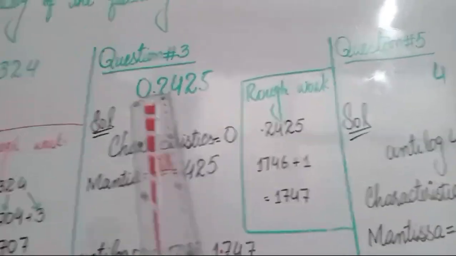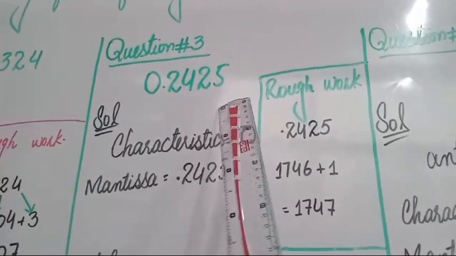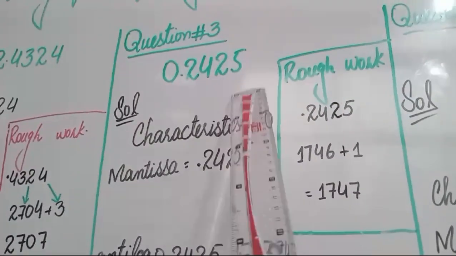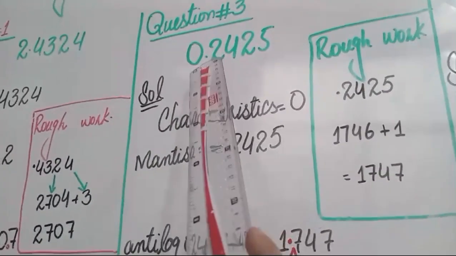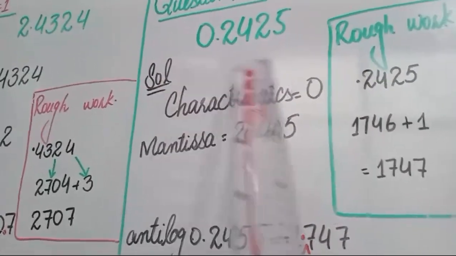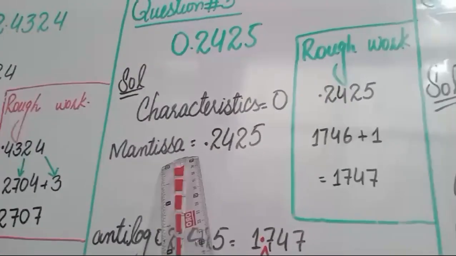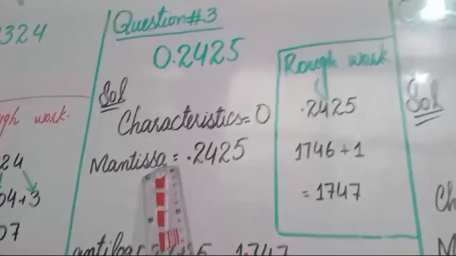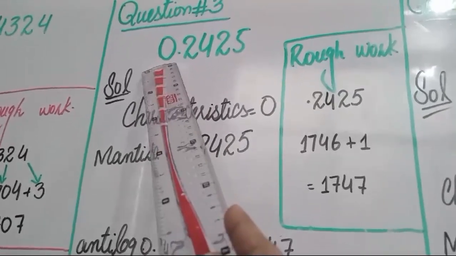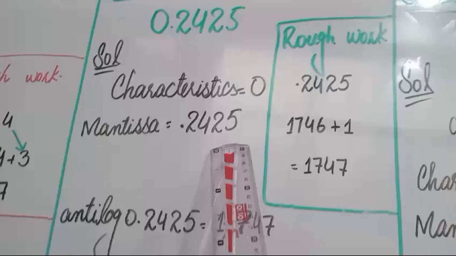Okay students, next is our question number 3, which is 0.2425. First of all, we have to find the characteristic of this number. What is characteristic? Characteristic is always before the decimal point. So our characteristic is 0. Now we have to write the mantissa. What is mantissa? As I have already told you, the mantissa is always after the decimal point. So our mantissa is 2425.